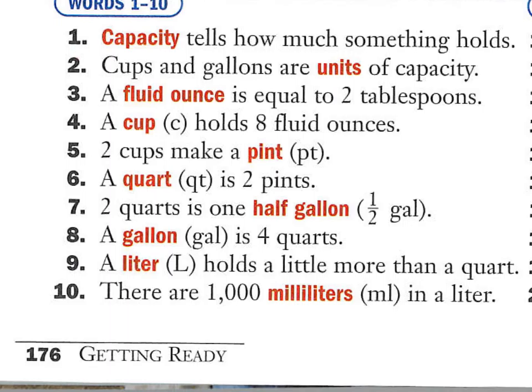Number 1. Capacity tells how much something holds. Cups and gallons are units of capacity. A fluid ounce is equal to 2 tablespoons. A cup holds 8 fluid ounces.